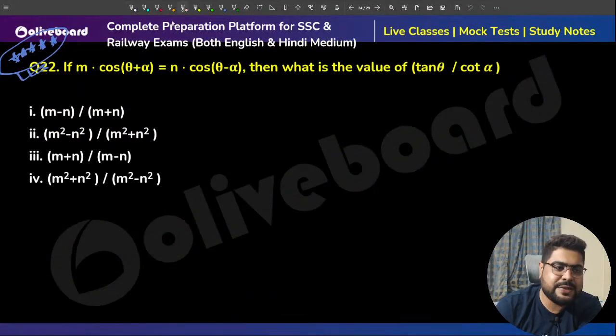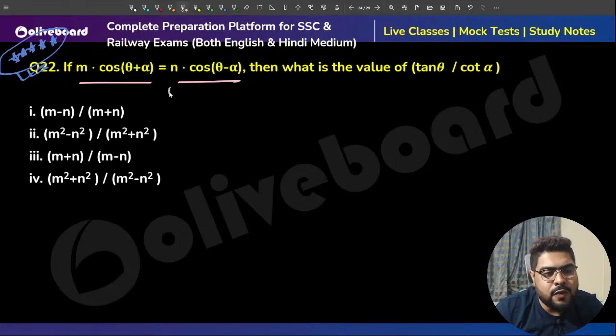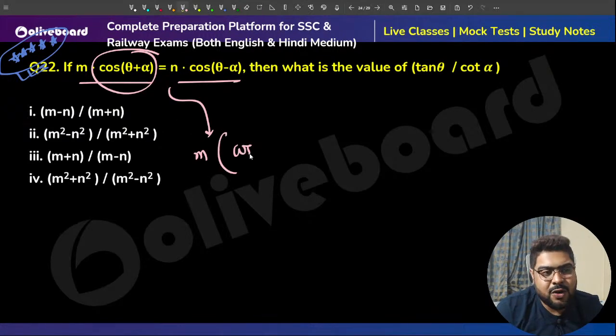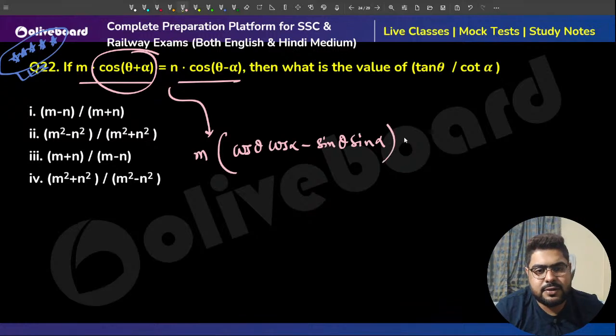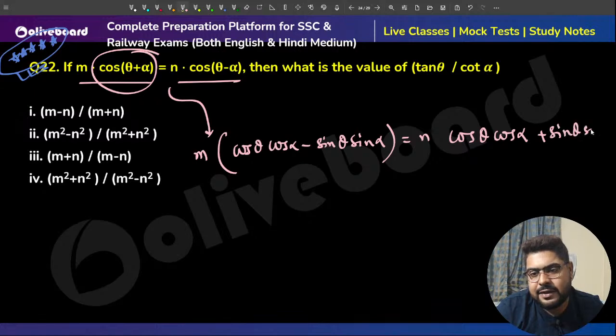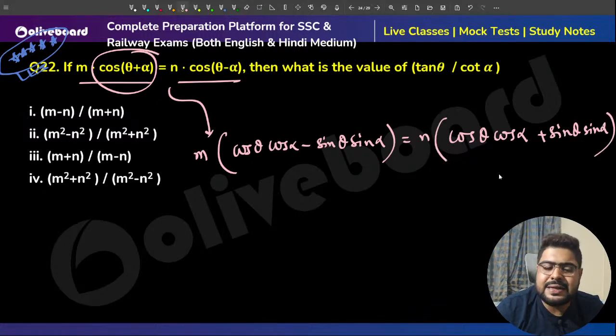Sir, again, for this question there is no way to get rid of this. Absolutely no way you can get rid of this. Please understand this. You need to use the formula. This is cos theta cos alpha minus sin theta sin alpha. I don't know, Kapil sir is taking the class, I guess. Chalo, no messages. And it is cos theta cos alpha plus sin theta sin alpha.